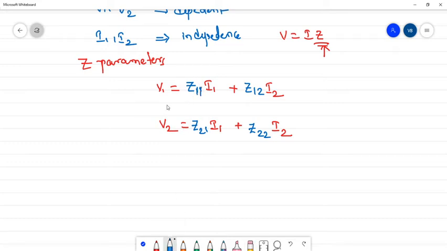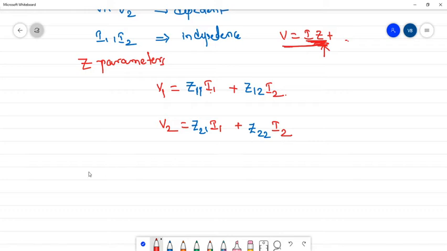V1 can be defined as Z11 I1 plus Z12 I2. We are writing in the format of V is equals to I into Z. We have two current values, so we get two additions, I1, I2. So V2 is equals to Z21 I1 plus Z22 I2.